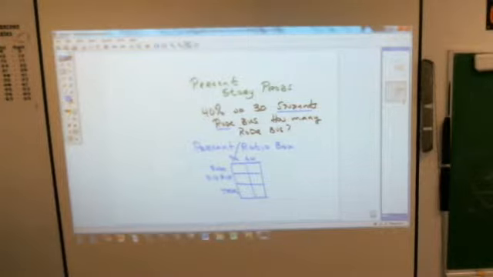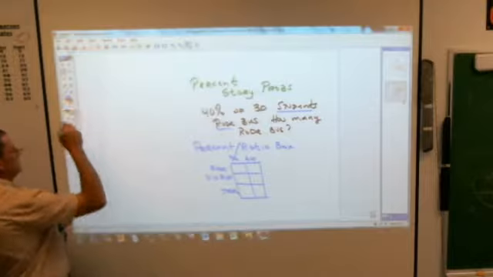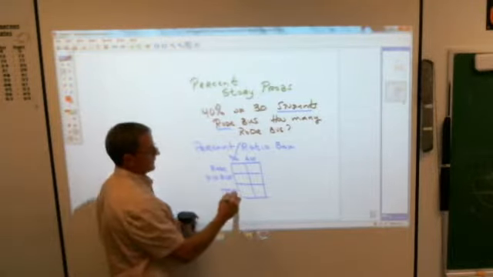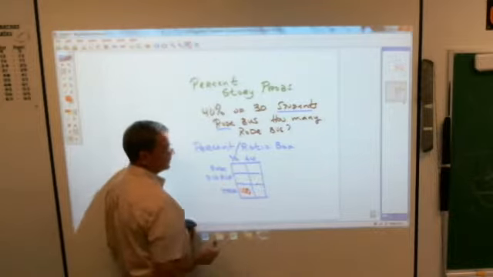And the nice thing is, one of those you know automatically right off the bat without even looking at the problem. You always know that your total percent is 100. 100% is everything, is all. So that always goes in this box, no matter what. The rest of these will change.